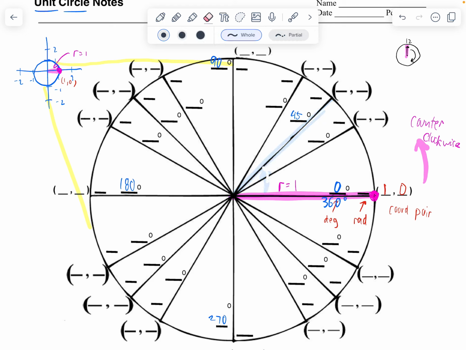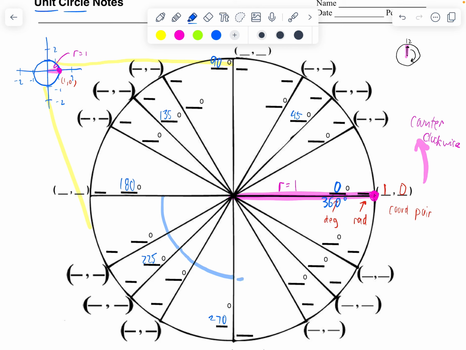Okay, so now what I'll do is I'll just count by 45s. So I have 0 degrees, 45, and 45 plus 45 is 90. 90 plus 45 will get me 135. And then 135 plus another 45 degrees is 180. And 180 plus another 45 degrees will get me 225. And then from there, another 45 degrees gets me 270.